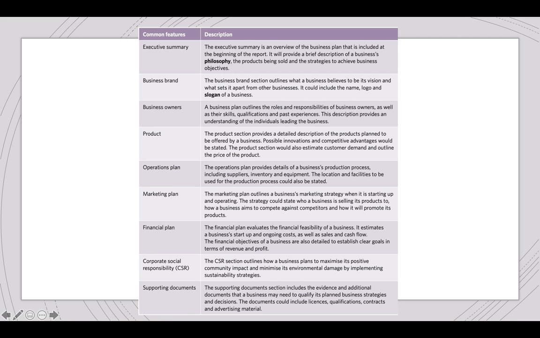The product section would also estimate customer demand and outline the price of the product. Okay, so this is effectively where you are going to be showing why your product is going to be the best in the business, how much it would cost, why you think customers would actually want it, and the actual price itself.